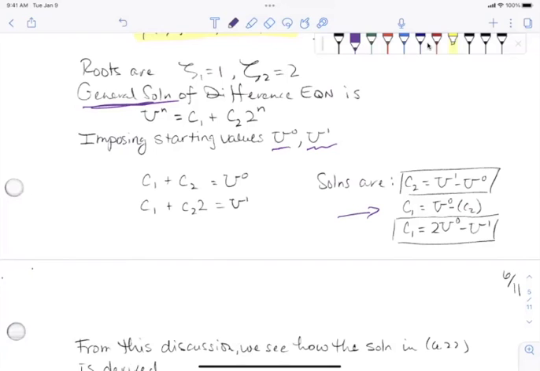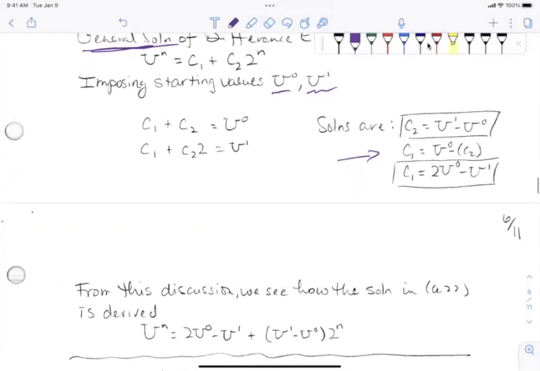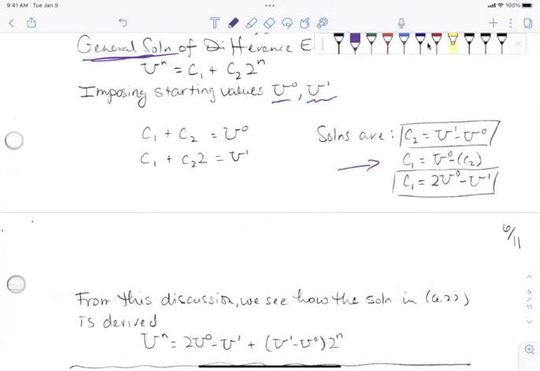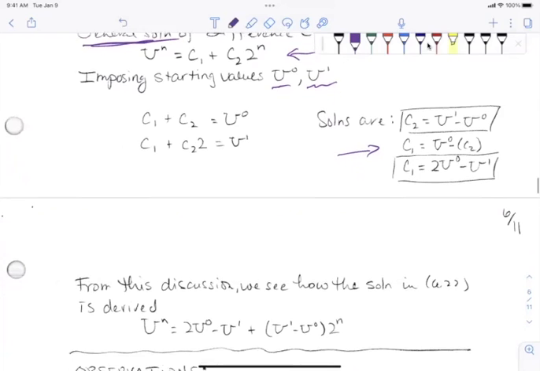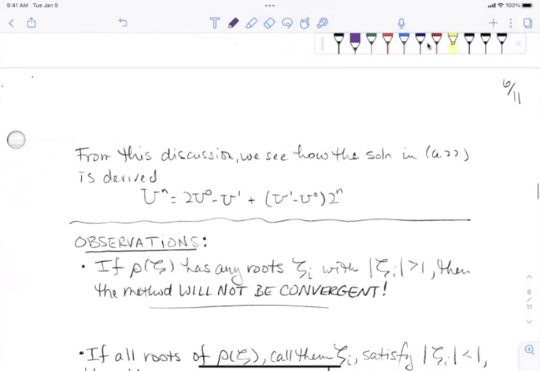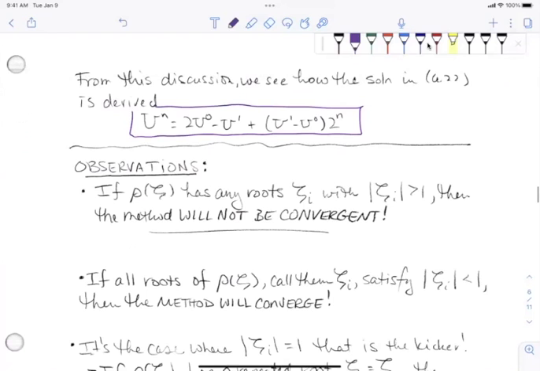Then from that, I can say that my U superscript n is simply this expression with C1 and C2 plugged in. It turns out that that's going to be given by this. Now, once you have looked at that, go back and look at that example that we started on in part 1 of these videos. That will hopefully help you see how we wound up getting the solution for that example. I want to make a few observations.